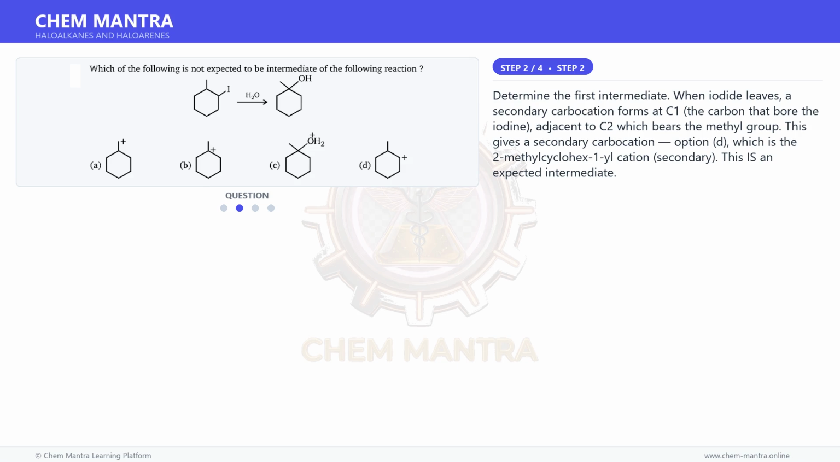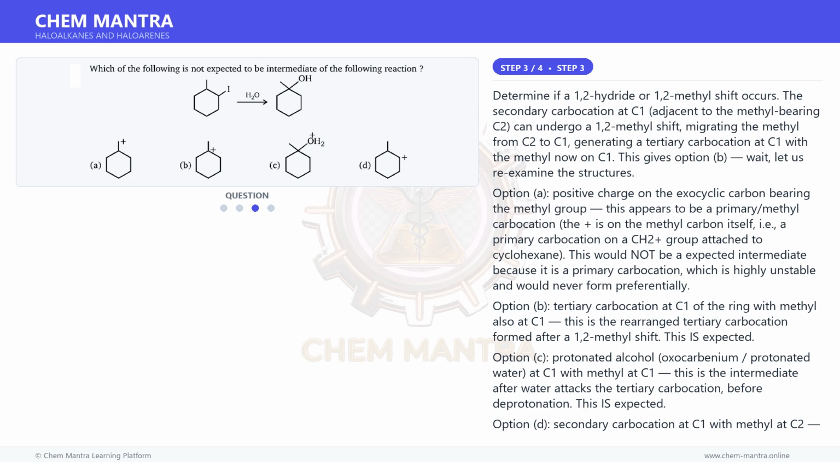Determine the first intermediate. When iodide leaves, a secondary carbocation forms at C1, the carbon that bore the iodine, adjacent to C2 which bears the methyl group. This gives a secondary carbocation, option D, the 2-methylcyclohex-1-yl cation, secondary. This is an expected intermediate. Moving on to the next step.